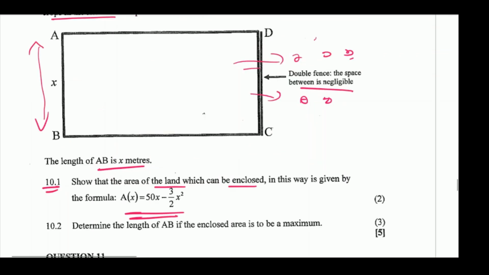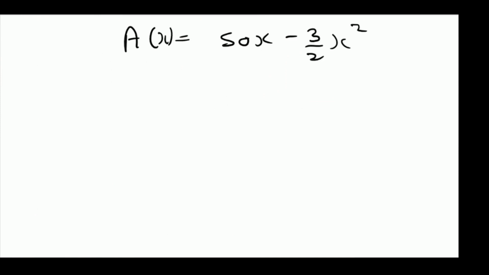So now we want to solve 10.2, which says determine the length of AB. So this length here, which is written x, determine the length of AB if the enclosed area is at a maximum. So remember now, we found our area to be 50x minus 3 over 2 x squared, and it wants us to find our length of AB, our x value, because AB is equal to x, right? So they want us to find it when it reaches a point of maximum.